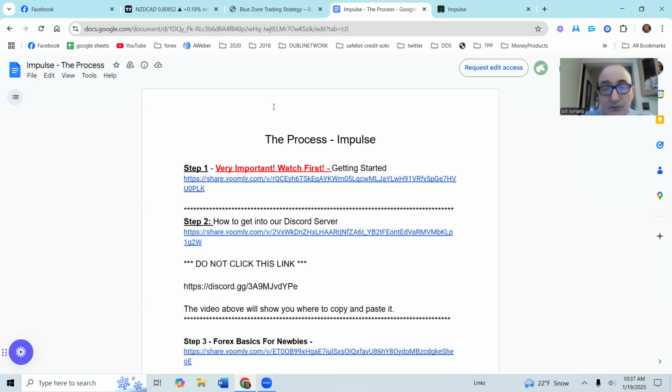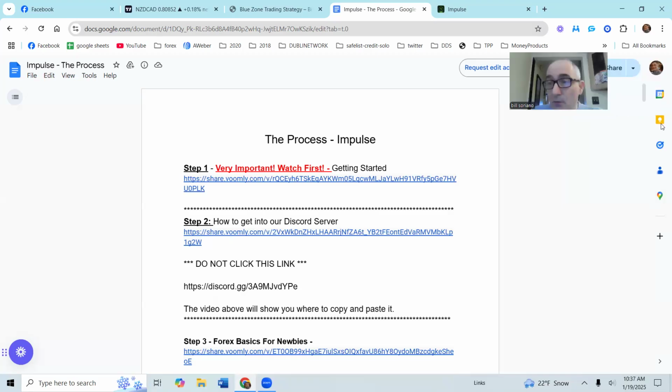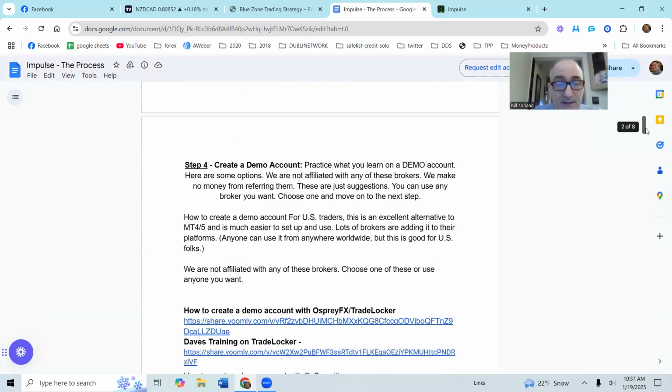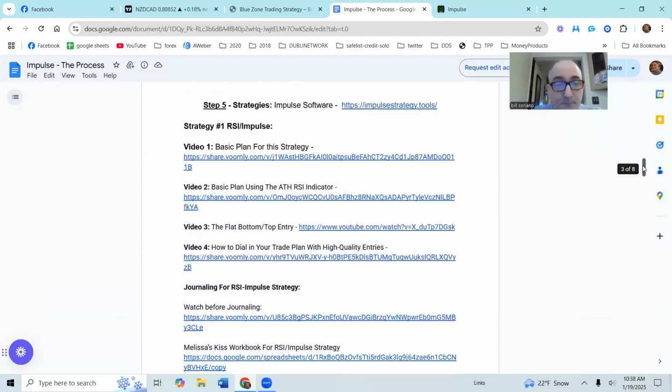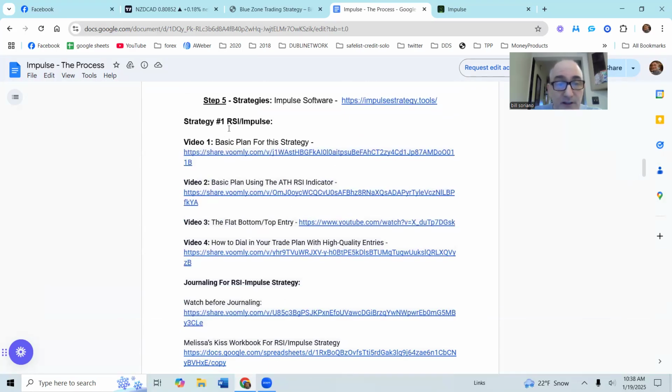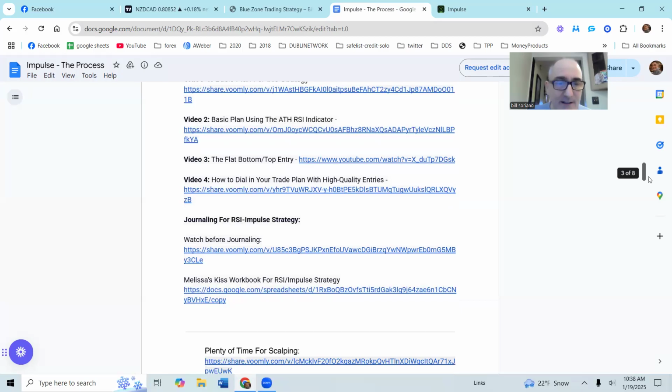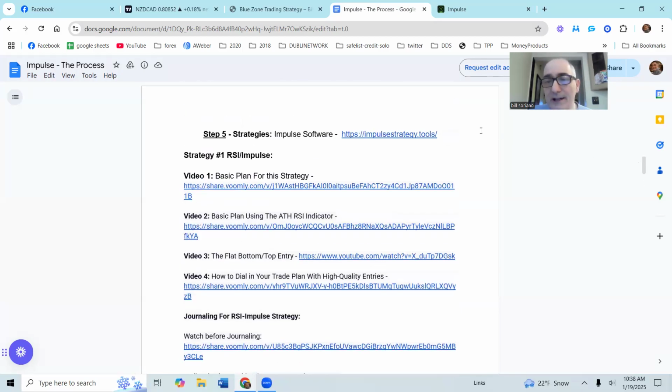You get access to this process document here, which, if you're brand new, shows you how to set up a demo account. And then our basic strategy, which is called our RSI impulse strategy, again using our company's impulse scanner and our community's brand new proprietary indicator, which we're calling the ATH RSI Cross Arrows, RSI enhanced. It basically gives you a potential entry based off of the RSI readings.